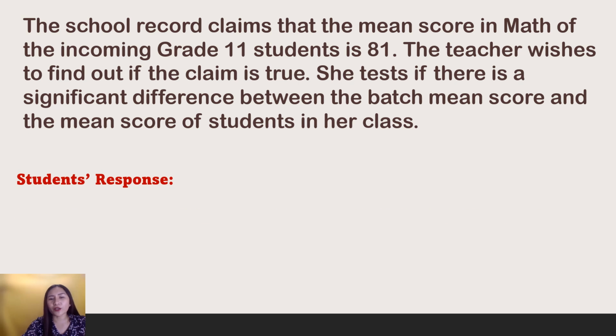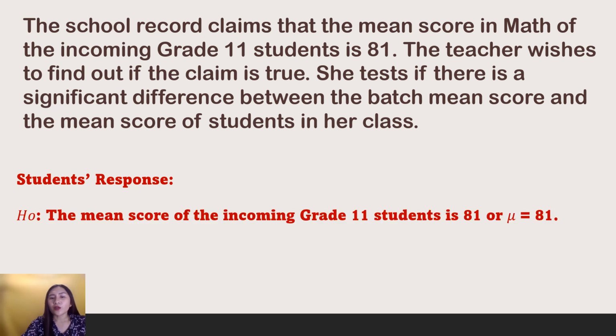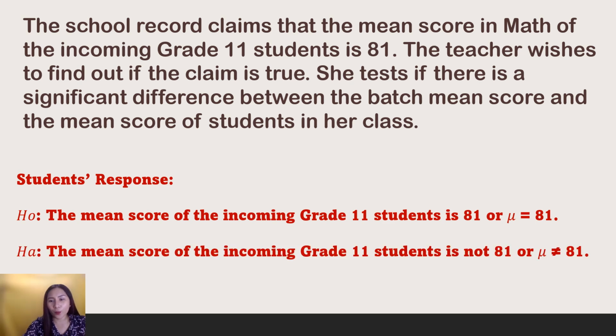Now, in the given scenario, the possible response, or let's have this one, our null and alternative hypothesis. The null hypothesis is the mean score of the incoming grade 11 students is 81, or in symbol, that is mean equal to 81. The alternative hypothesis is the mean score of the incoming grade 11 students is not 81, or in symbol, mean is not equal to 81. So I hope that you already master how you are going to write the null and alternative hypothesis.